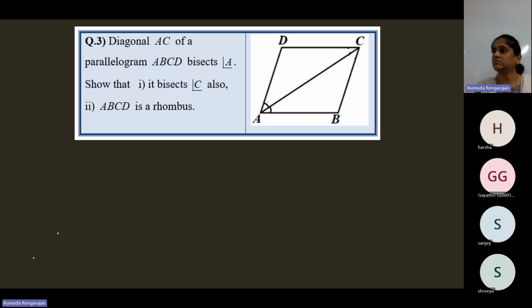Is that fine? So we finished the first part. It bisects C also. So for that, no congruency. You can just do it like this. No congruency. Just like this you can do.